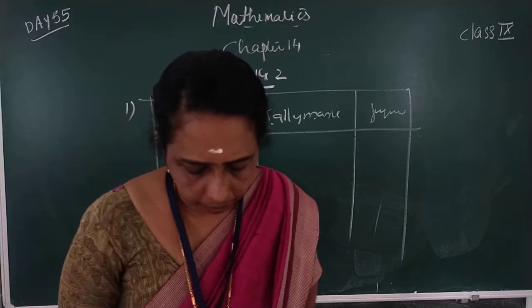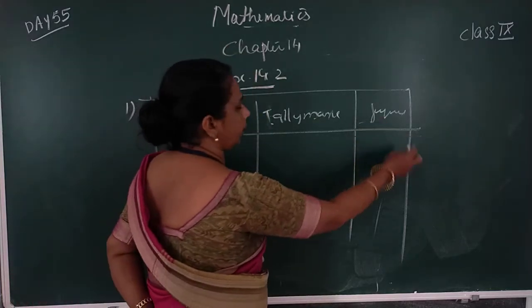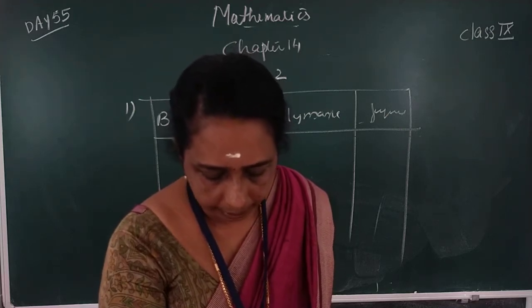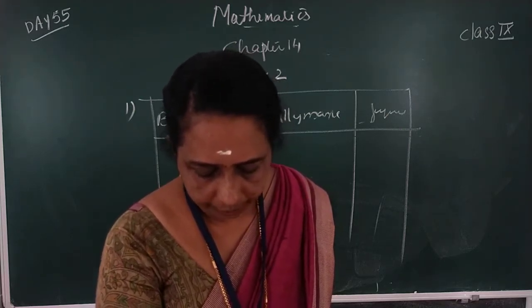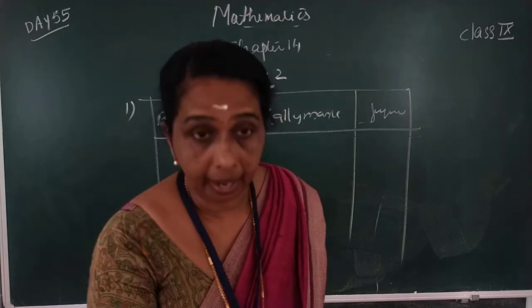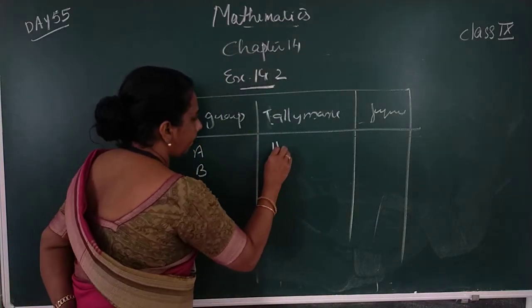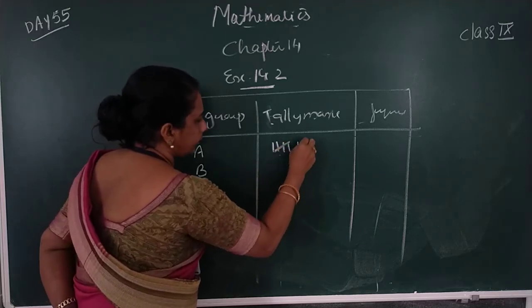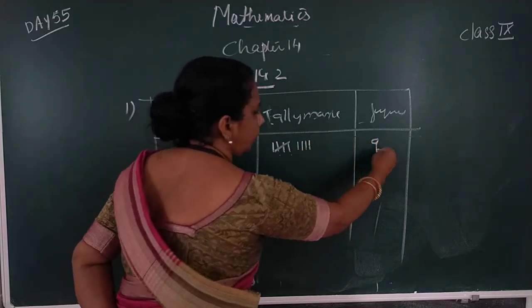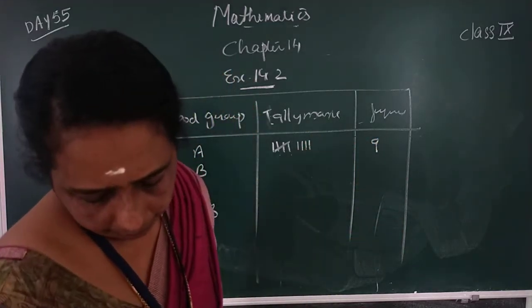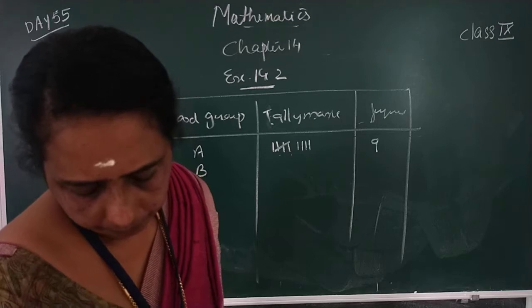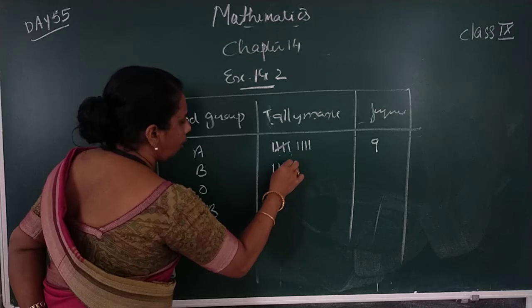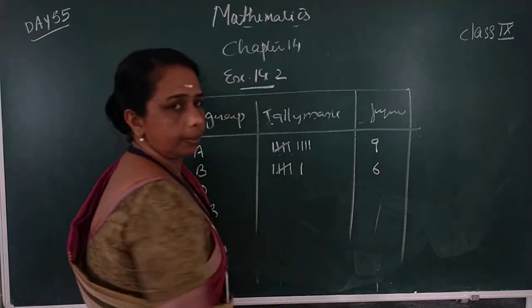Okay, how many is the frequency, or number of students? How many students are having blood group A? Count and say 1, 2, 3, 4, 5, 6, 7, 8, 9. So you have to put the tally mark: 5, 4 after 5. Write the frequency. Then B, blood group B, how many students are there? 6. So 1, 2, 3, 4, 5, that is 6.